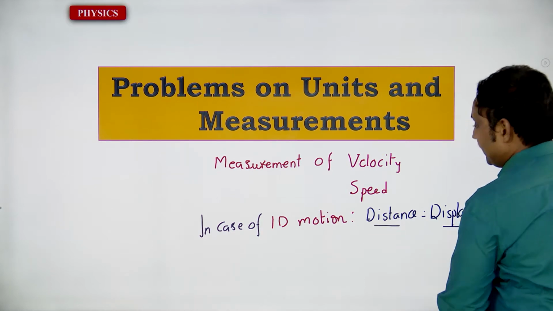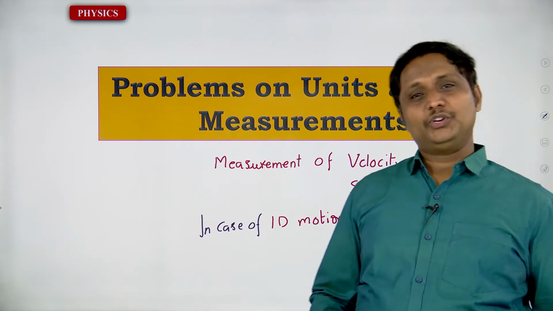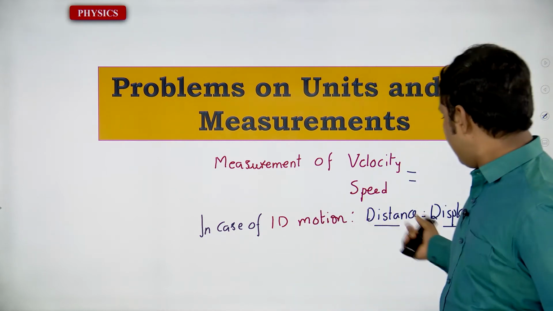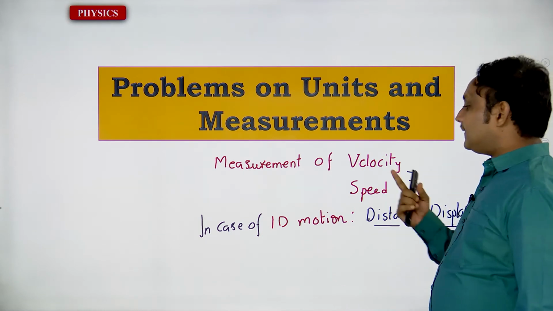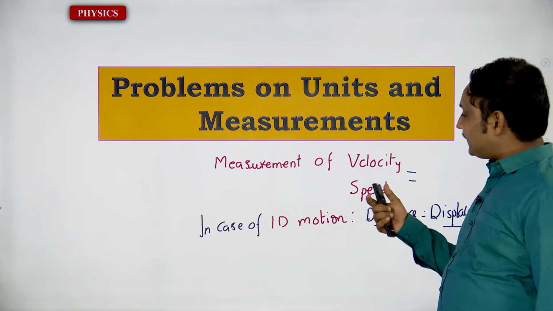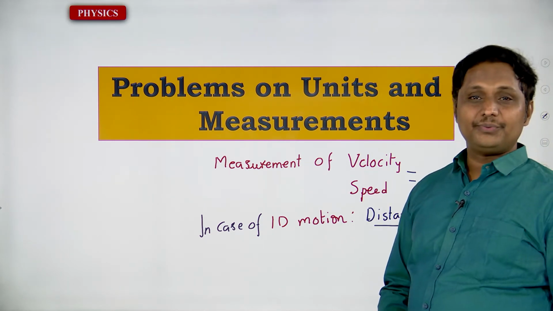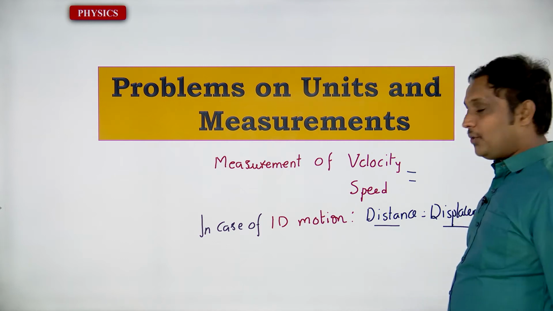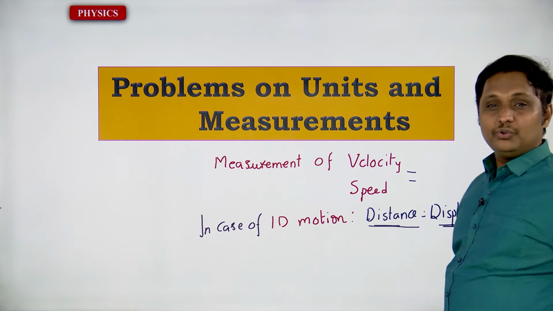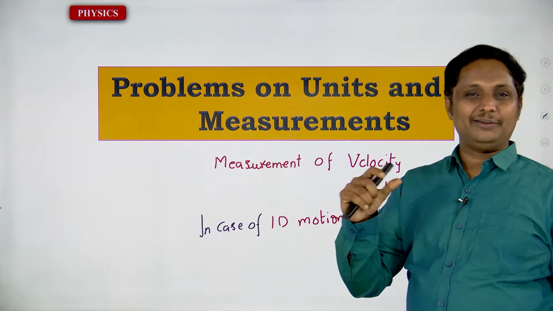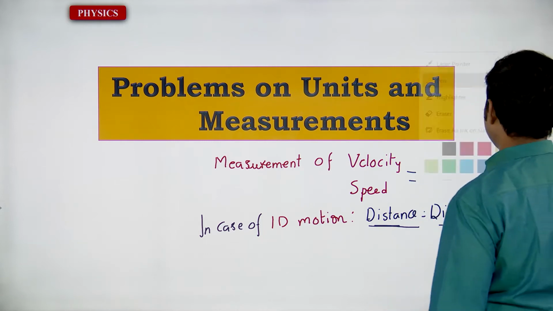Yes, do you agree? The units of speed and velocity are going to be the same. At the same time, the magnitude is also going to be the same. In case of 1D motion, the speed and velocity both have the same magnitude. How is it confirmed? Let's see. In case of 1D motion, you have to confirm that the distance traveled by the body and the displacement both are going to be equal. All right, it's very clear.